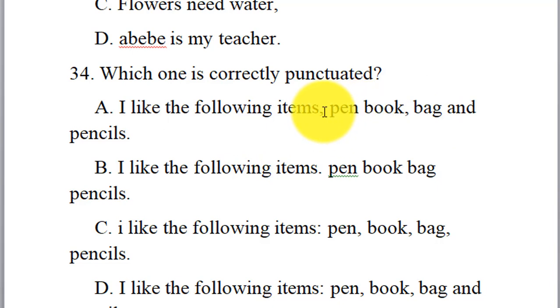So the problem here is the colon and comma are absent here, so it's not the correct punctuation sentence. I like the following items. There is a full stop. No, it's an incomplete sentence. No, there are listing of ideas here which are going to be listed.